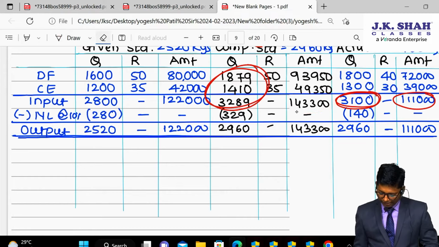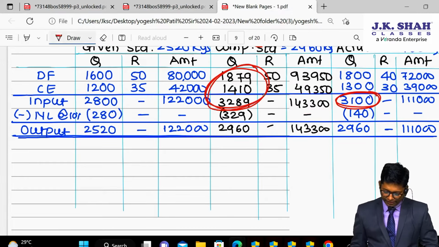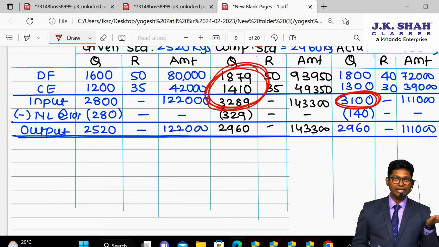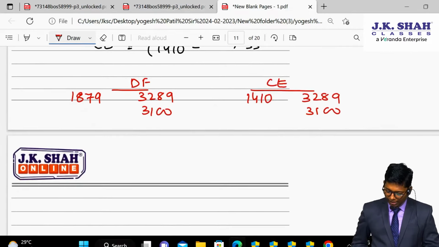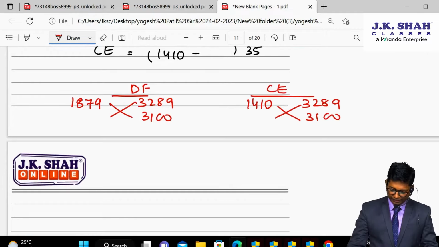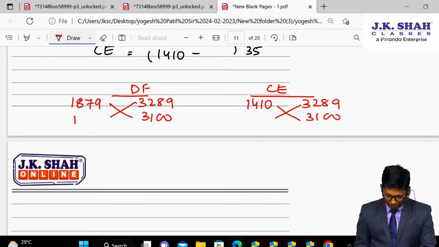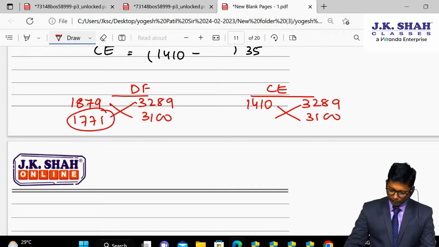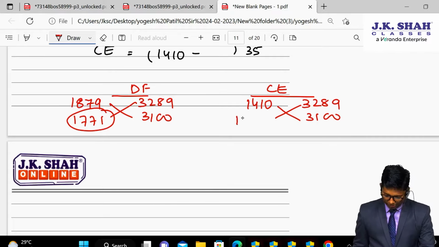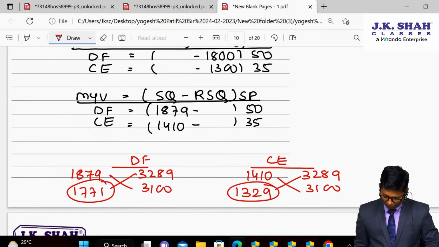Sir, from where you are taking the figures? You know, I have highlighted it. So first I have taken the standard inputs proportion and then I am bringing that down to the level of actual input. When you cross multiply it, you will be getting the figures. 3100 into 1879 divided by 3289 equals 1771. Then 3100 into 1410 divided by 3289 equals 1329, rounded off figures.